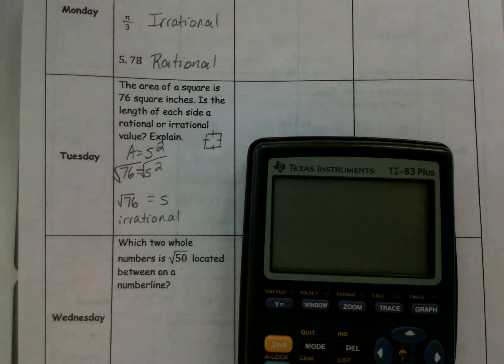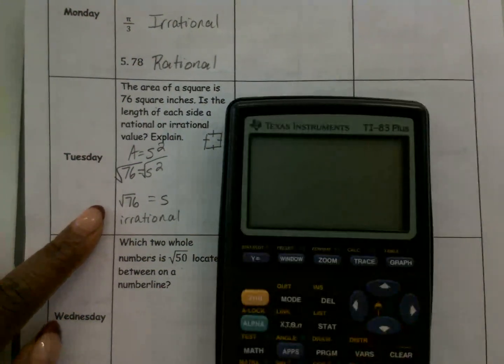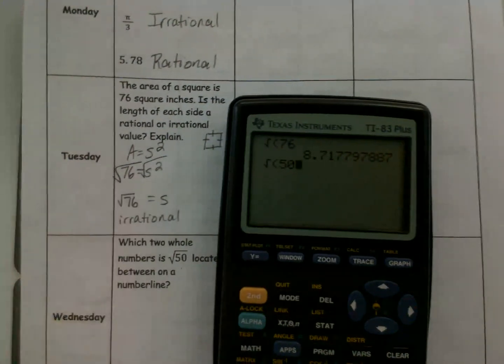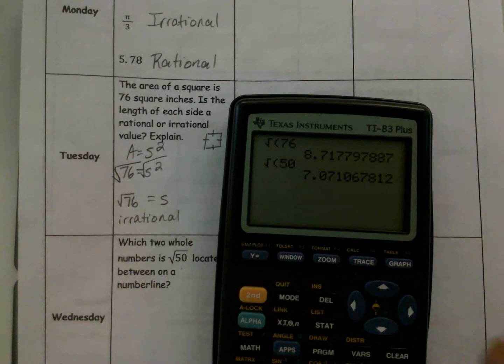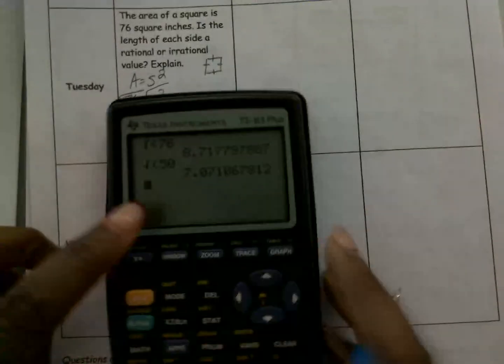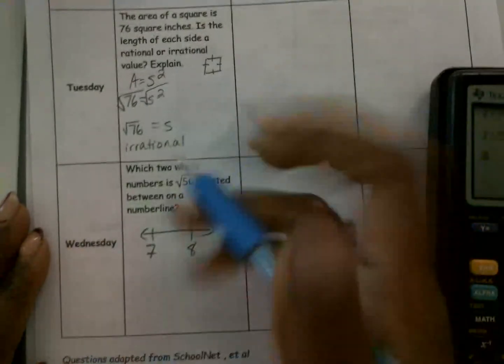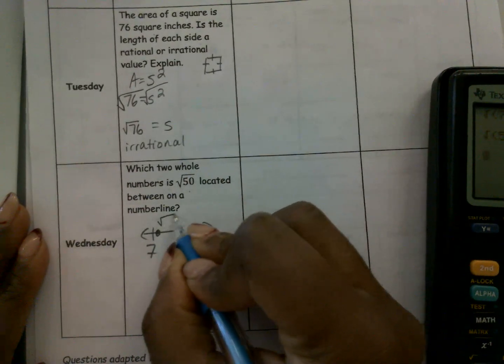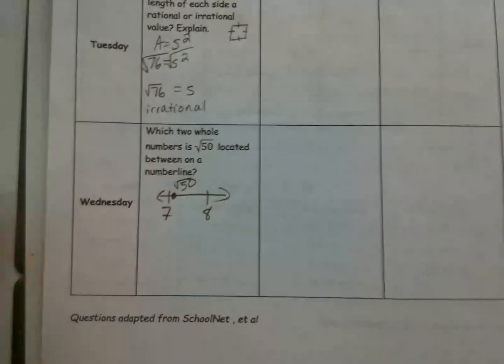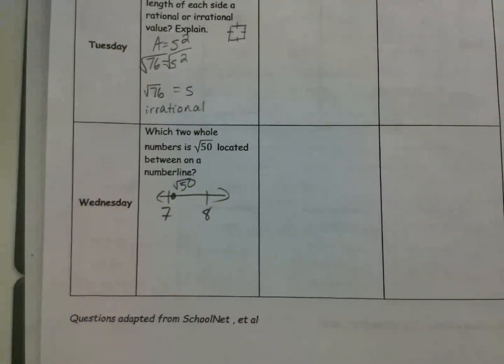So we press the second button and then we press the X squared button. Type in 50, and that gives you 7 point something, but it's really close to 7. If it was on the number line, it would be between 7 and 8, but it's really close to 7 because it's 7 point, and you see a 0 here. So it's right in here somewhere. It's very close to 7.